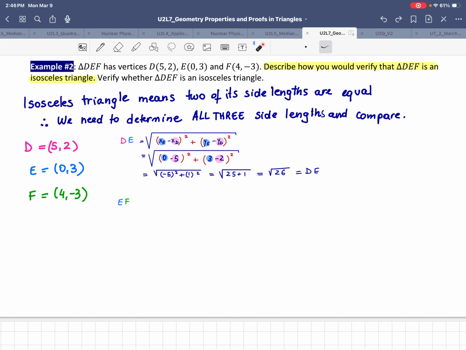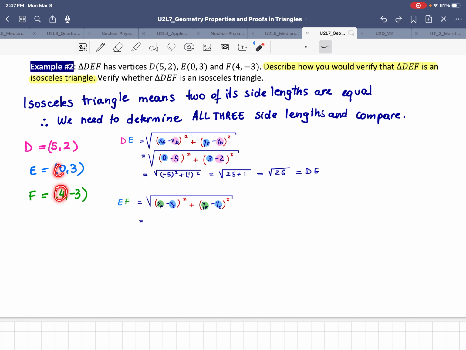Now we'll continue with the next side length, E to F. So we're going to find the length of it as the square root of, so we're going to go x at F minus x at E. So write down in brackets x at F minus x at E to the power of 2 plus y at F minus y at E to the power of 2. So we'll substitute the values.